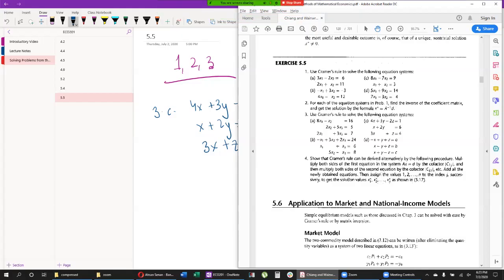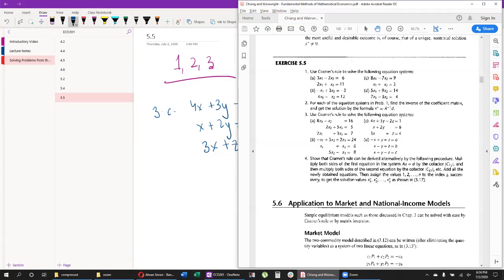I also, from exercise 5.5 for Cramer's rule, you should be trying to solve question number 1, 2, and 3. So let's take a look at question number 1. All four parts of it, A, B, C, and D, give you a system of 2 by 2 equations. So basically 2 equations and 2 variables. And you have to find the values of the variables using Cramer's rule. So it should be simple enough, and I'm not solving anything from here. So you give it a go and see how it turns out.